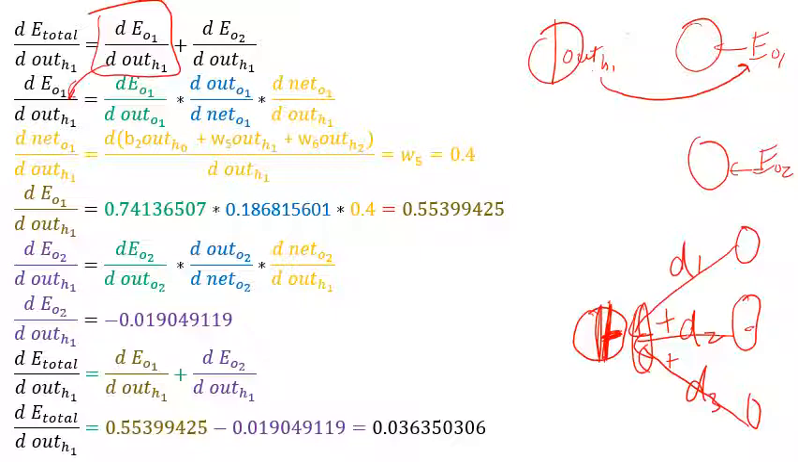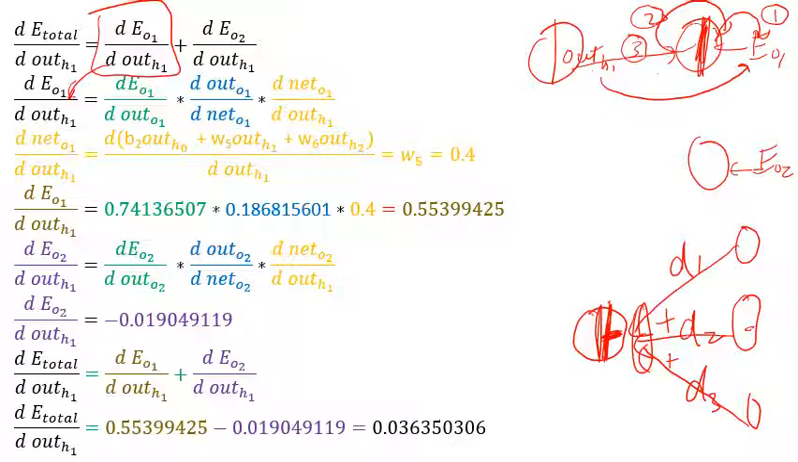What I will do, I will take a derivative of E with respect to out O1, right? This is my first step. Then I take a derivative of out O1 with respect to net O1, second step. And then finally I will take a derivative of net O1 with respect to out H1, this is my third step.